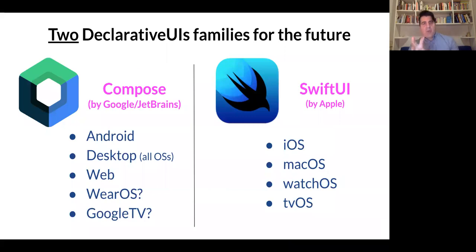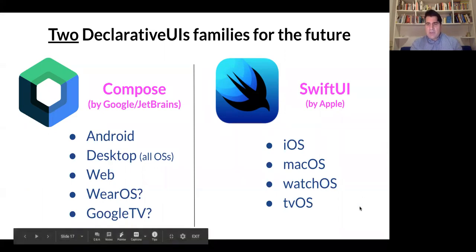So for the future, we can expect that in the end we are really going to have two big families of declarative UIs. We're going to have the Compose family made by Google and JetBrains, which is going to apply to Android, to desktop, which is already happening. Already with Compose, you can build desktop apps on any operating system, so Windows, Linux, or Apple macOS. And then web, which is just coming up. And then we can expect that even wearables are going to be possible to write in Compose, or even TV apps.